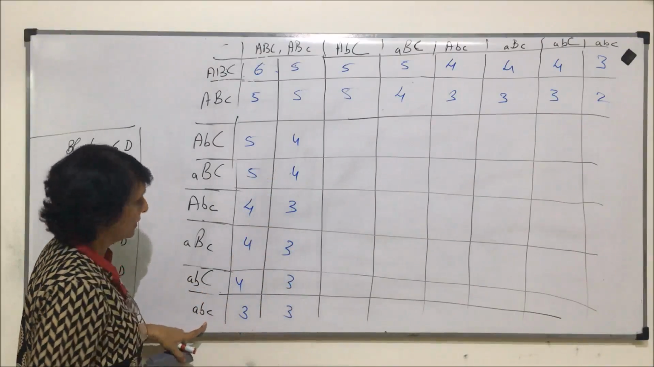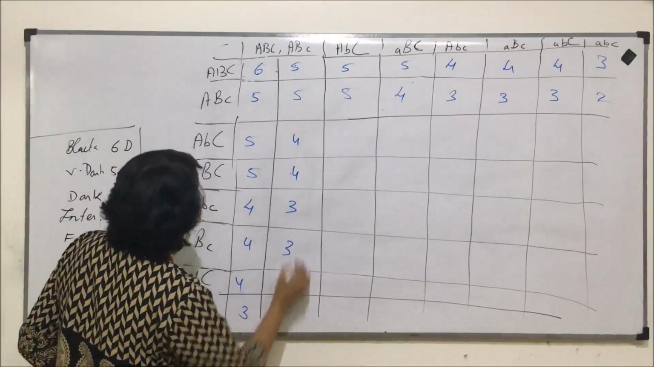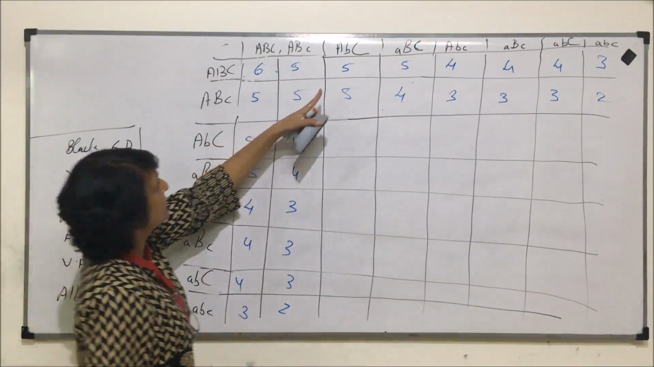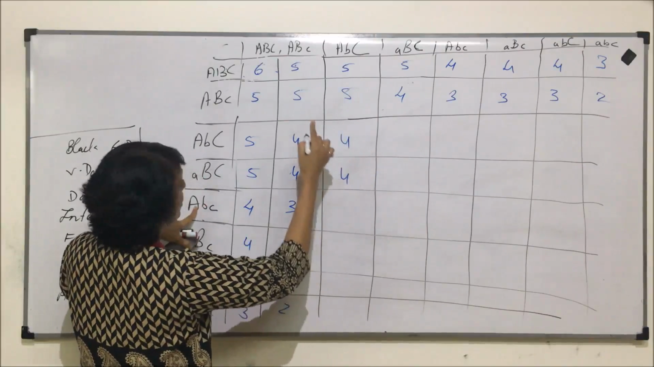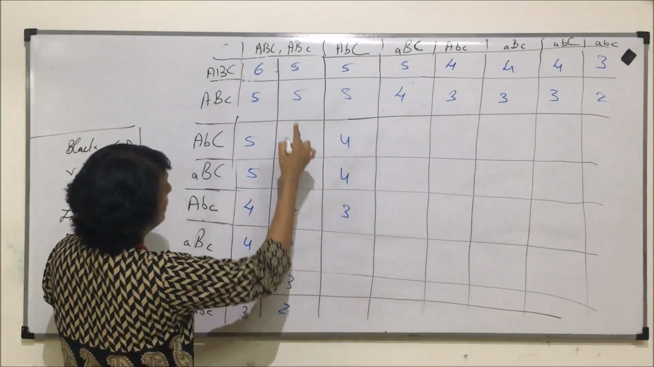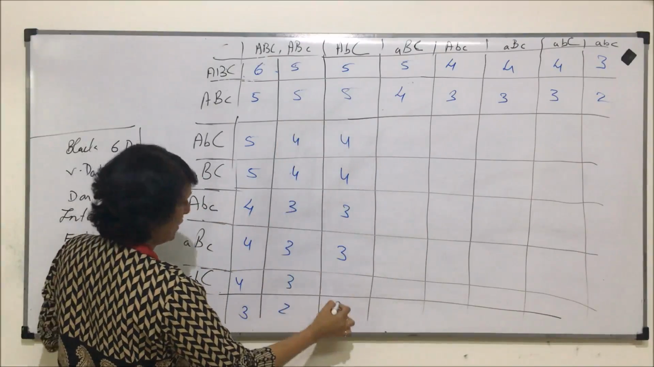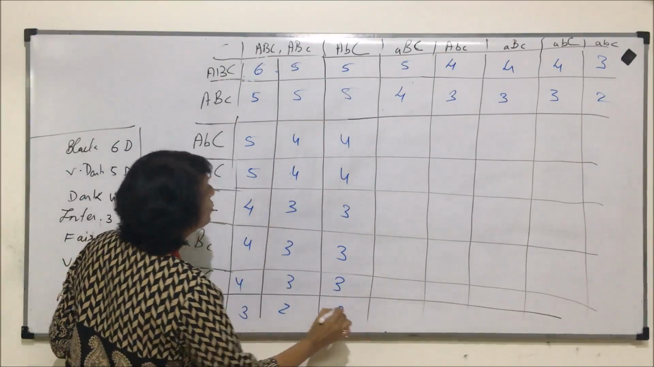And here only 2, coming from here. In this case, 2 are coming from here and 2 from here. So 4. 2 and 2, 4. 2 and 1, 3. 2 and 1, 3. And only 2.